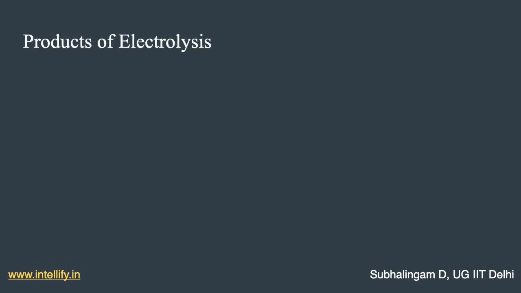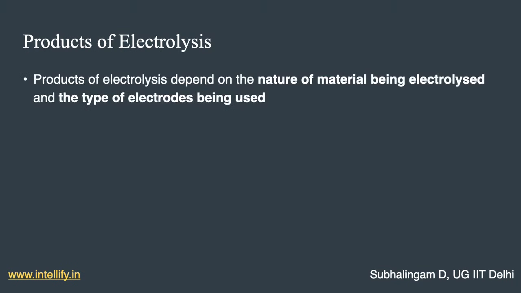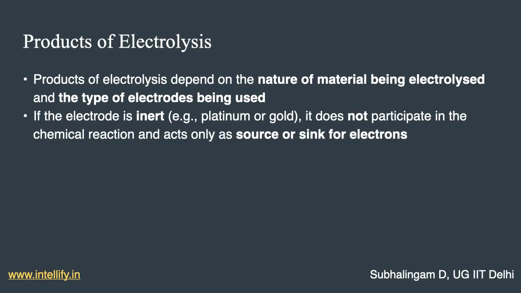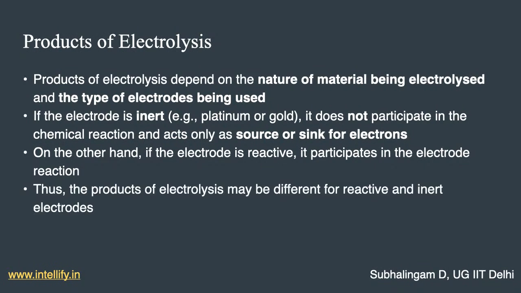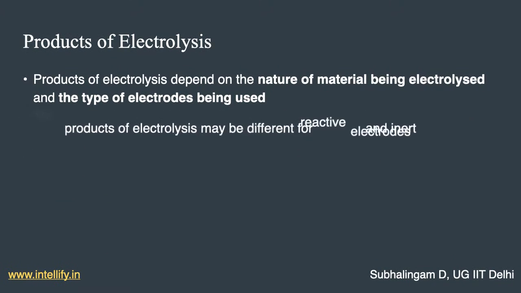Now let's study the products of electrolysis, which is quite interesting also. The products of electrolysis depend on the nature of the material being electrolyzed and the type of electrodes being used. What are the two things? One is the nature of the material being electrolyzed, the other is the type of electrodes being used. If the electrode is inert, like platinum or gold, it does not participate in the chemical reaction and acts only as a source or sink for electrons. On the other hand, if the electrode is reactive, it participates in the electrode reaction. Thus, the products of electrolysis may be different for reactive and inert electrodes.